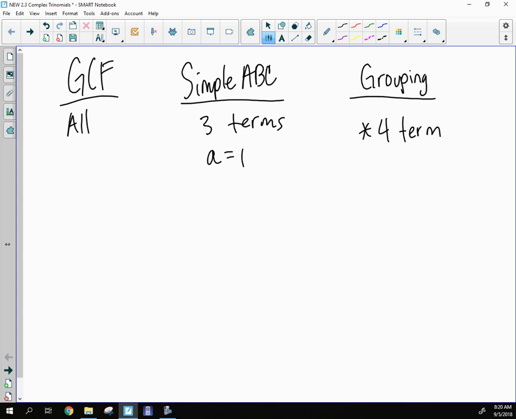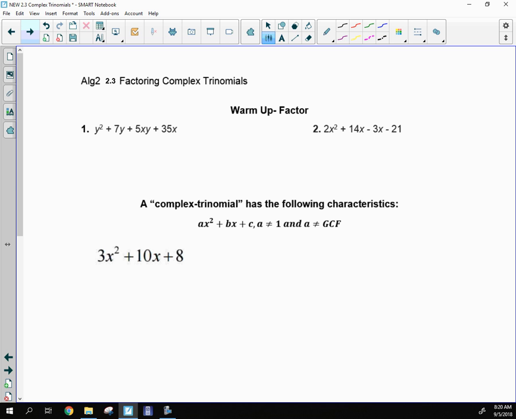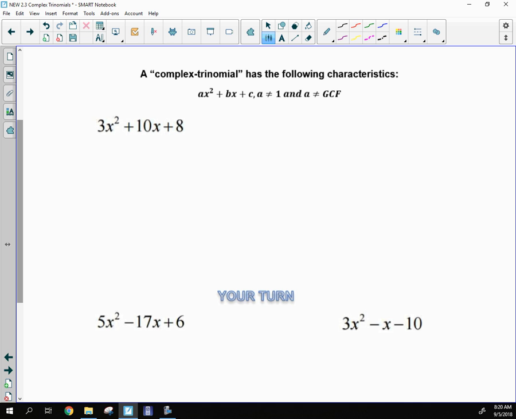Now what we're going to do today is take a look at a complex ABC. The thing about a complex ABC is, if you remember ax squared plus bx plus c, a is now not equal to 1. So it's any other number besides 1, and that number is also not the GCF. So here's how we do these problems. It's actually just a couple of extra steps.